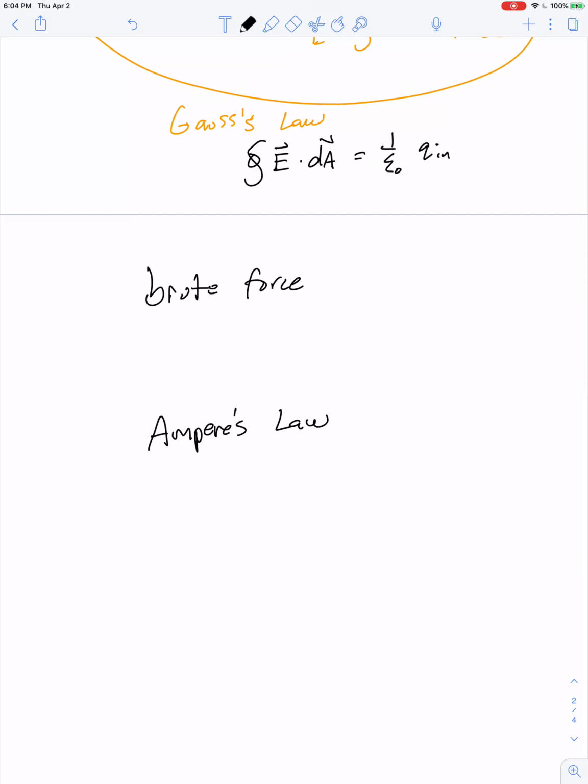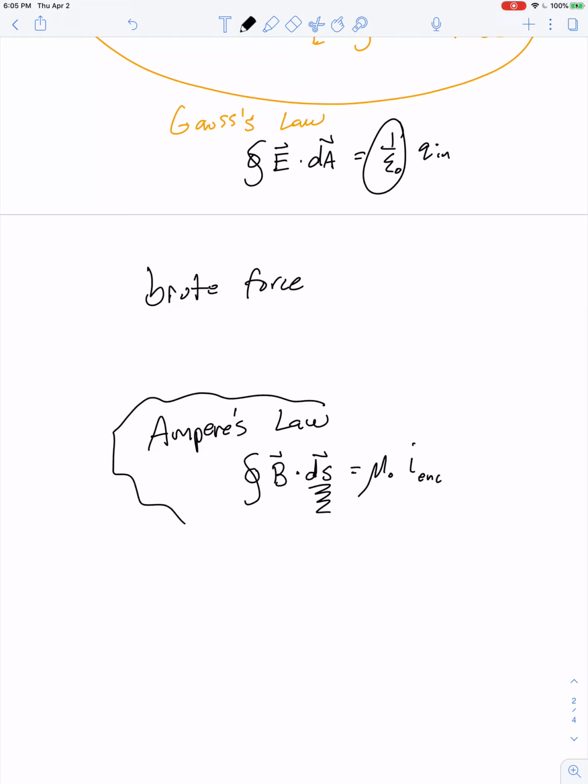Ampere's law is kind of similar. Instead of a closed surface, what we have is a closed loop integral. And we take the product not of electric field, but of magnetic field, and not with area, but with distance. And that's equal to mu naught, as opposed to 1 over epsilon naught, times the amount of current that's enclosed by whatever loop is represented by ds. But we're not there yet. We're not ready for Ampere's law. We want to apply the brute force method, and the brute force method is the law of Biot-Savart.